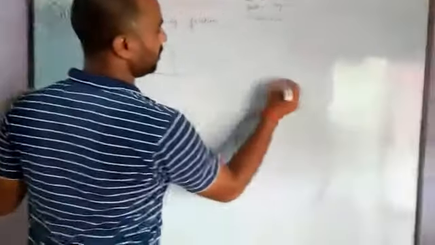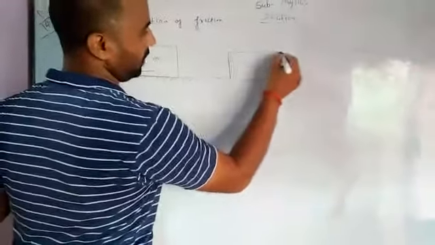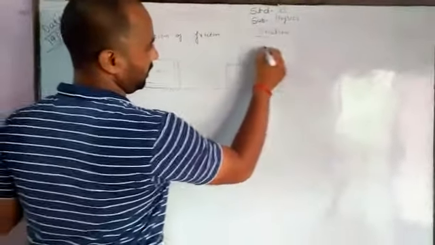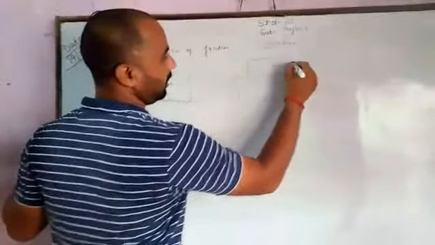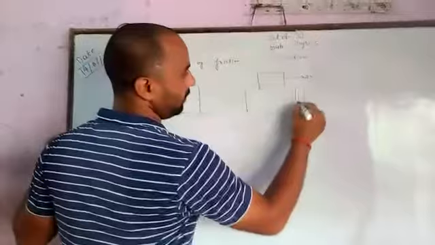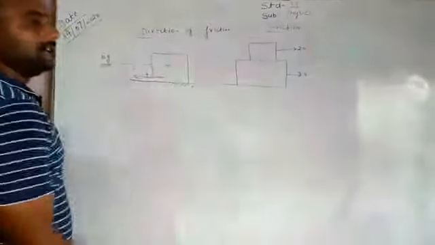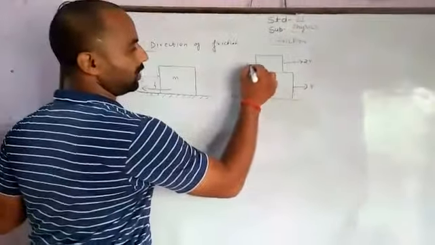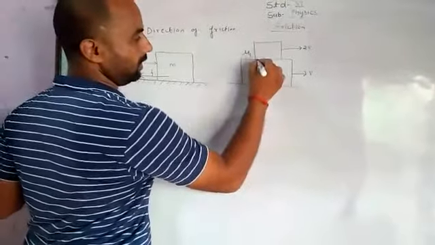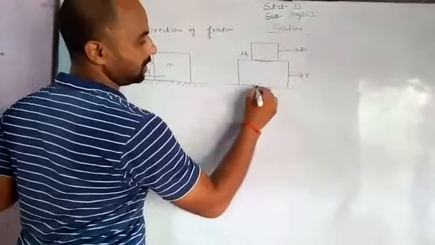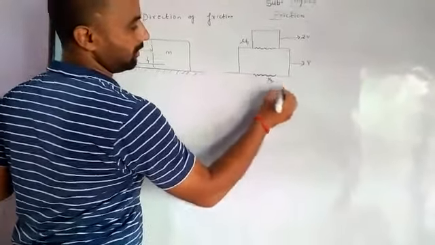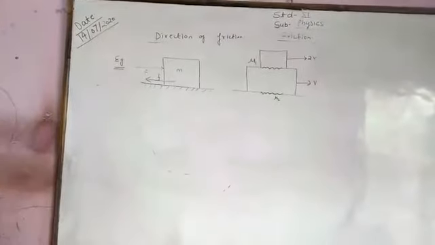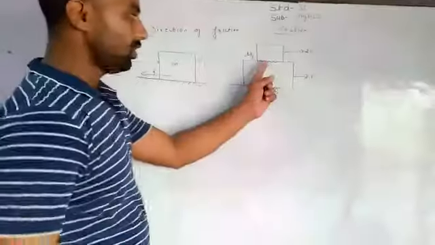Here we consider two cases. Here two blocks are placed. This is block 1 and this is block 2. And this block moves with a velocity of v. And this is the coefficient of friction u1, and here this is the coefficient of friction in the surfaces, the coefficient of friction in these surfaces. So we have to see what the direction of friction is.